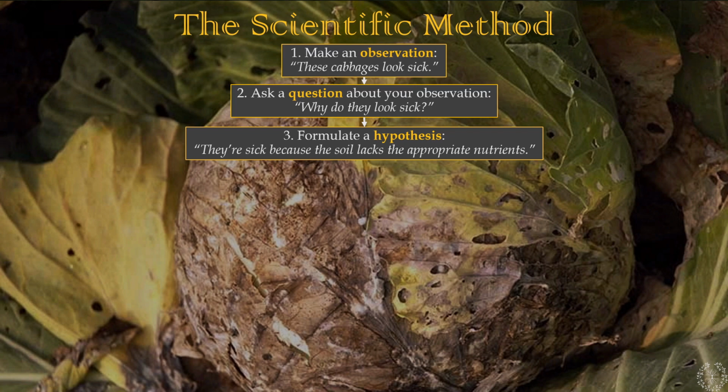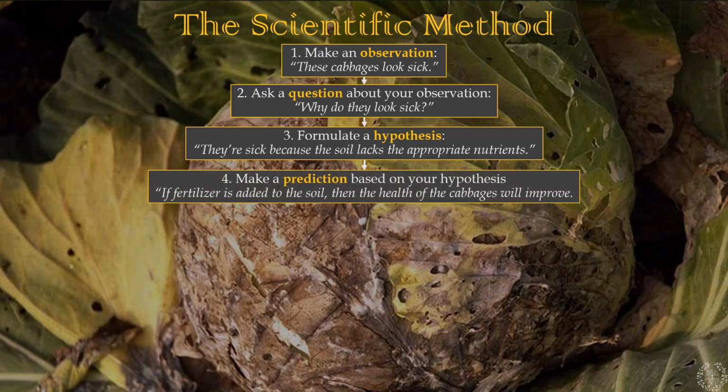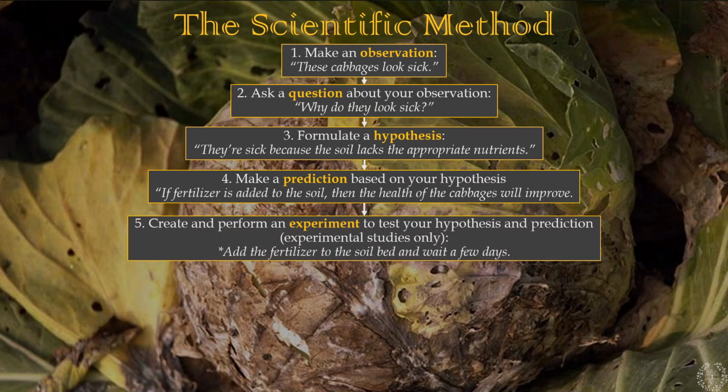Anyway, from the hypothesis, we're then going to make a prediction, which means saying before. This is usually formulated as an if-then statement. In our case, if fertilizer is added to the soil, then the health of the cabbages will improve. The next step is to create and perform an experiment that serves to test the validity of your hypothesis and prediction, followed by collecting and analyzing your data, or raw mathematical measurements.